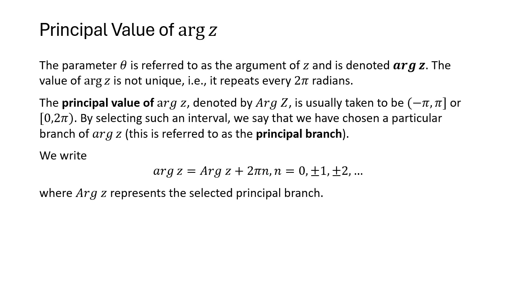Now, all the arguments, all the different possibilities would be written this way. So argument of z equals the principal branch, which, as I say, is either between minus pi and pi, or 0 and 2 pi, and then plus or minus 2 pi n. So that this gives you all the possible values.